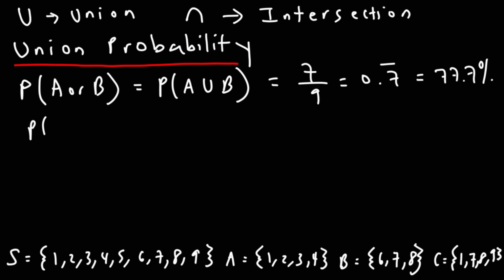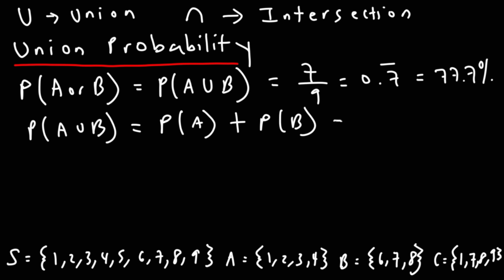Now, to calculate the union probability, you need to use the addition rule. The probability that event A or event B will occur is equal to the probability that A will occur plus the probability that B will occur minus the probability that A and B will occur.